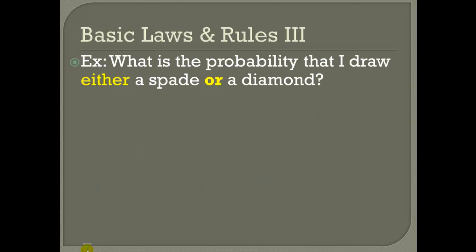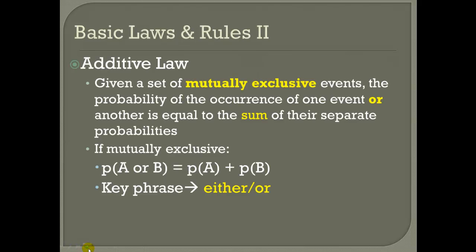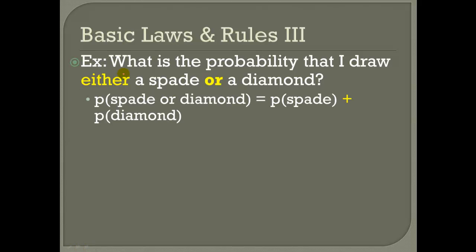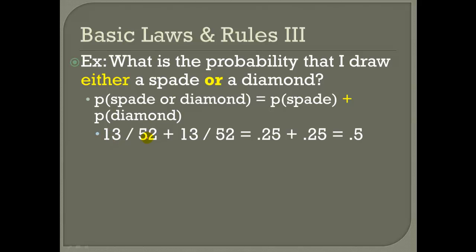I'll give you guys an example of this one. I think I skipped over it. So, we have this idea of what is the probability that I draw either a spade or a diamond from a 52 card deck. So the probability of spade or diamond equals the probability of spade plus the probability of drawing a diamond. So that would be 13 divided by 52 plus 13 divided by 52 equals 0.25 plus 0.25 equals 0.5. So roughly a 50% chance of drawing a spade or a diamond, which makes sense because that's basically making up half the deck at that point.